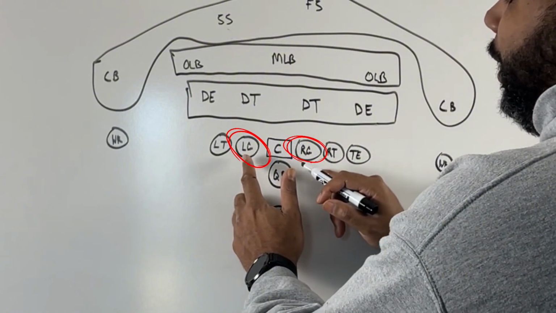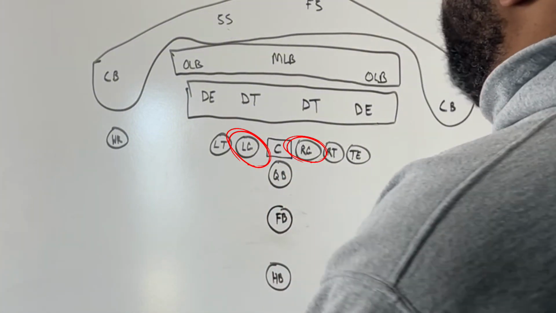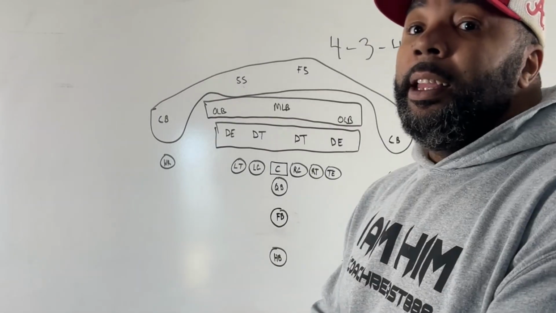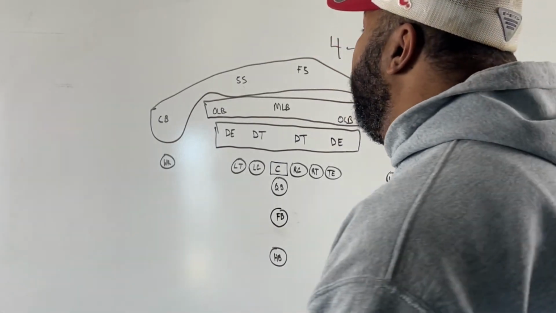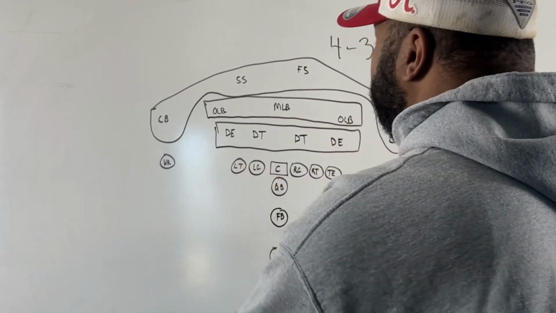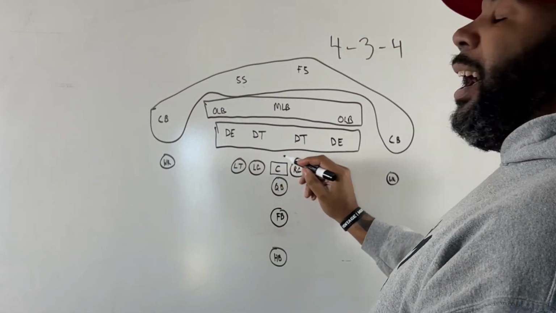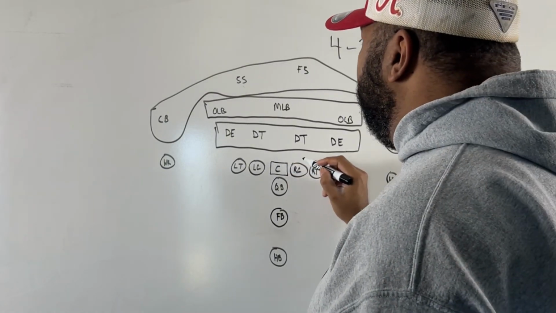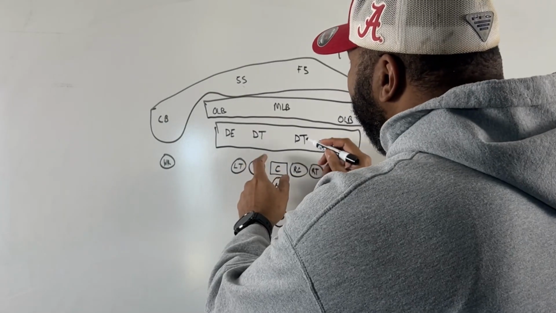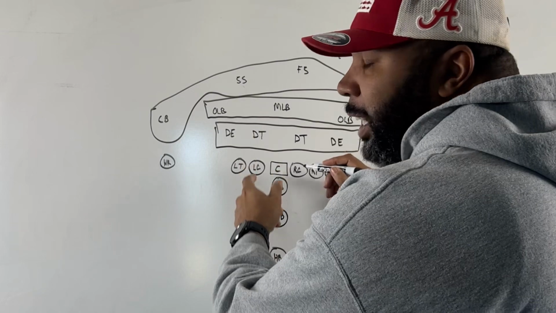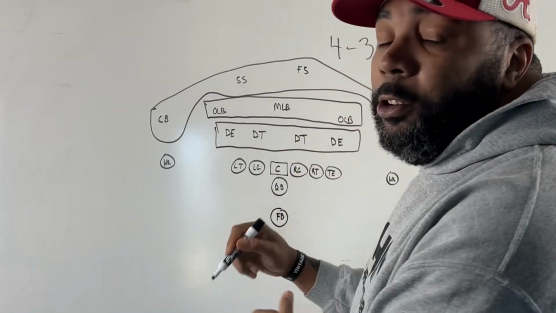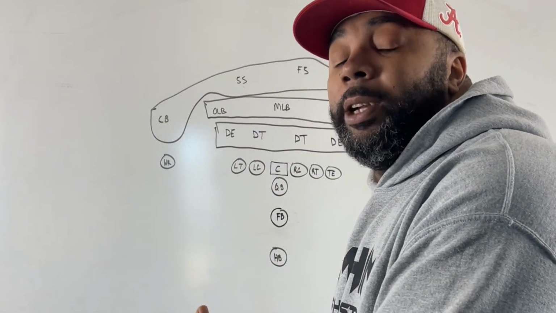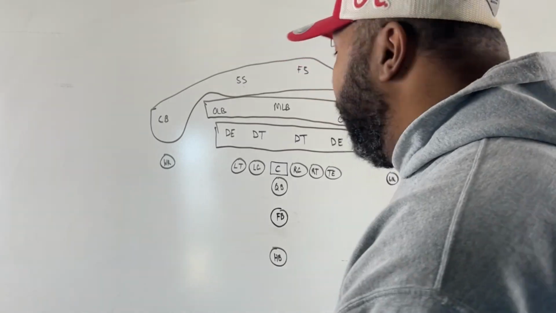With the guards, the left guard and the right guard, their job is similar, but instead of protecting the edge, their job is to protect the interior, which is usually those inside gaps that I mentioned earlier, A gaps and B gaps. Their job is to protect the interior from blitzes, from these defensive tackles coming through to get to the quarterback or get to the running back, fullback, you name it, okay?